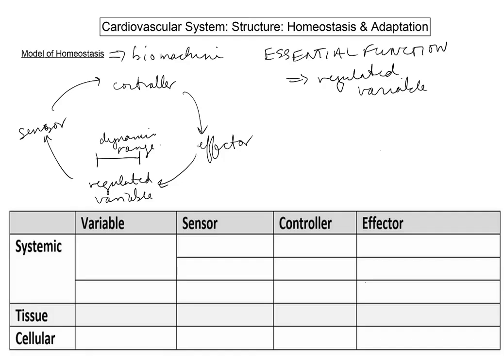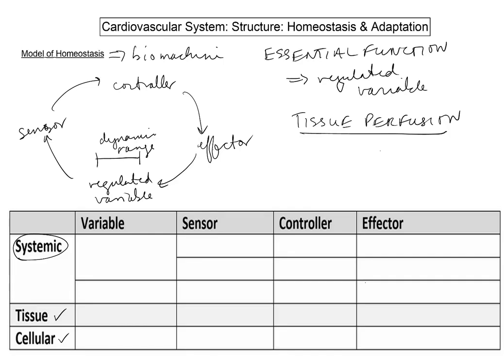When one says, what is the essential function of the cardiovascular system? In fact, the body doesn't monitor cardiac output, it monitors tissue perfusion. And to do optimal tissue perfusion then, it has to have regulated variables at the level of the whole body or systemic system, at the organ level or tissue, and at the cellular and molecular level.